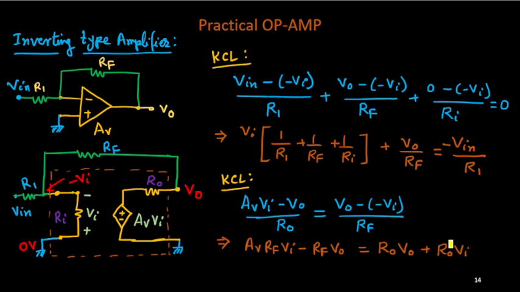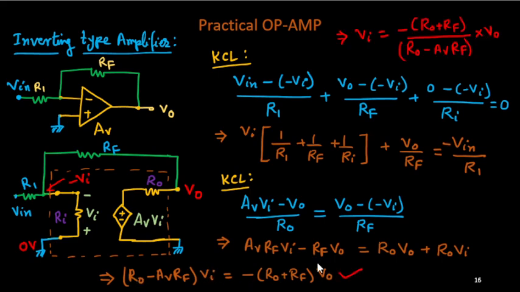Now again we will simplify it, because we want to express Vi in terms of V0. So I will consider all the Vi on this side, this and this, and this term I will take on the right side. So this is R0, it will become minus, minus AV into Rf. This is a common Vi. And this one I will take on this side, so V0 taken common. So this is minus, outside, R0 plus Rf. I think it is fine. It's simple manipulation. So I can express Vi in terms of V0. How? You can see that Vi I can now express as minus R0 plus Rf in the numerator, and the denominator is R0 minus AV times Rf, times V0. So this is your Vi in terms of V0.